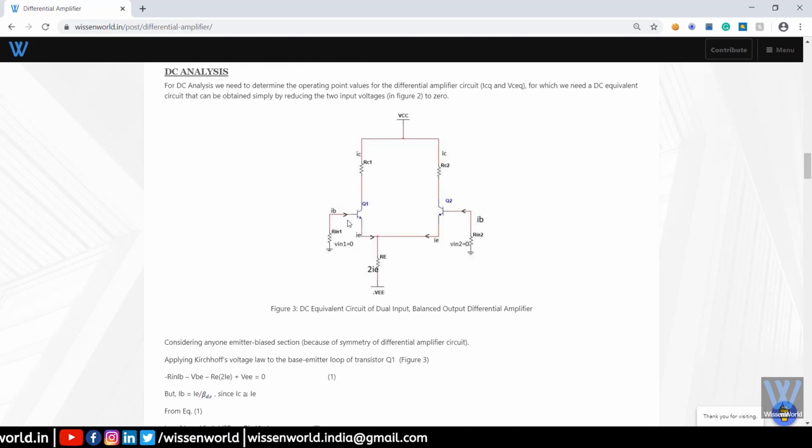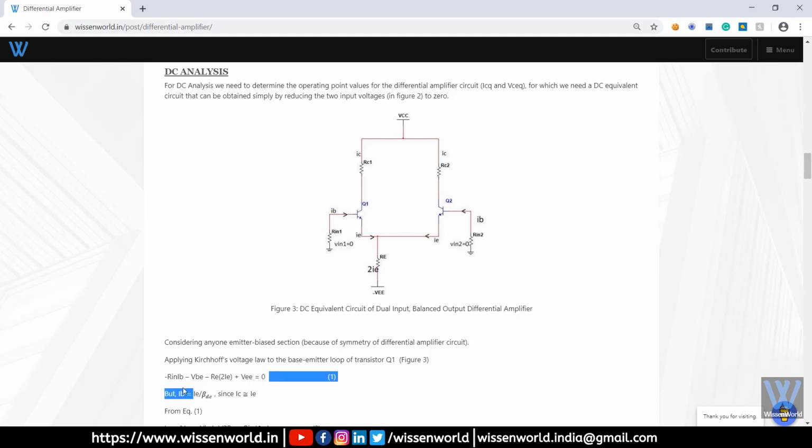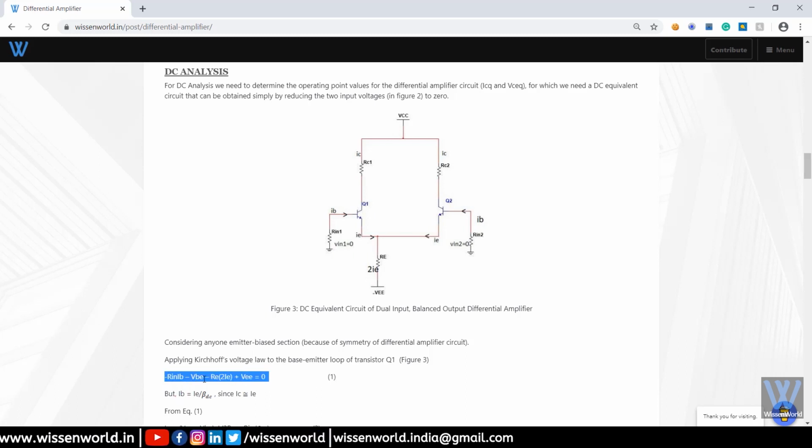So let's solve this emitter bias section and find our equation. Here the equation will be minus Rin1 into IB. IB is the base current, minus VBE minus RE into 2IE plus VBE. I have written this equation here. Now here VBE is the potential difference between base and emitter terminals of this transistor Q.